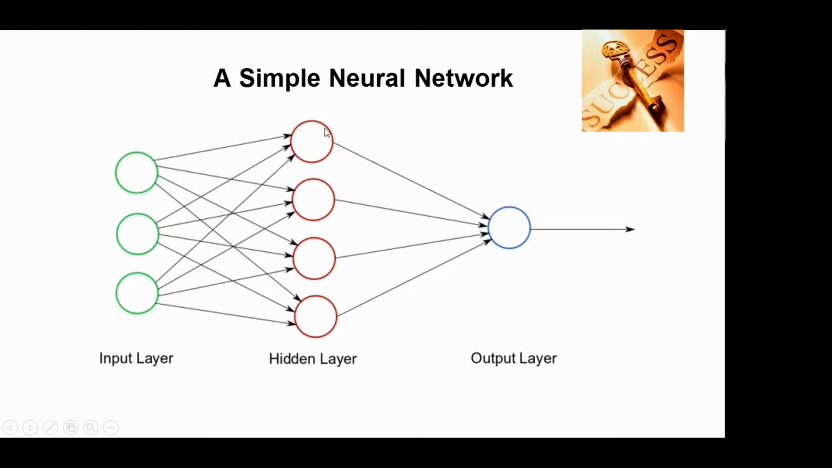Here you can see the number of nodes in the input layer is 3. How many nodes are in the hidden layer? 4 nodes are in the hidden layer, and 1 node in the last output layer. So if the output layer contains 1 node, then it is a binary classification, meaning whether the object belongs to class 1 or to class 0. Okay, 0 means negative, 1 means positive.